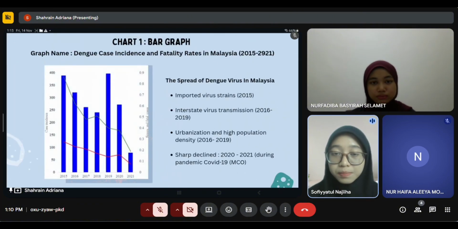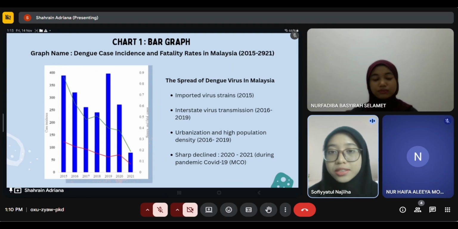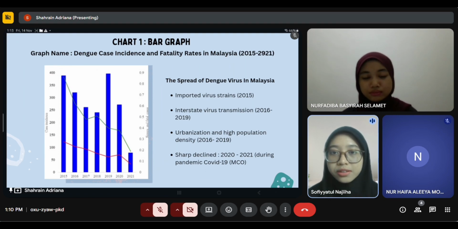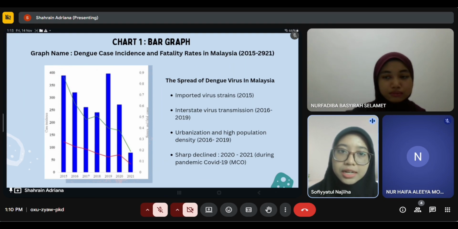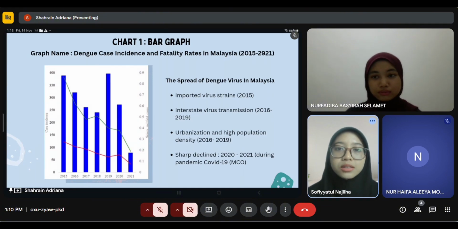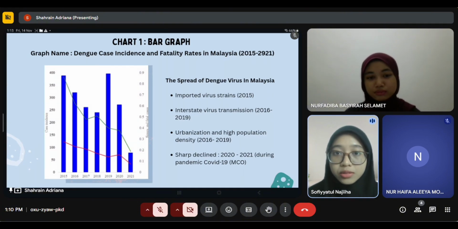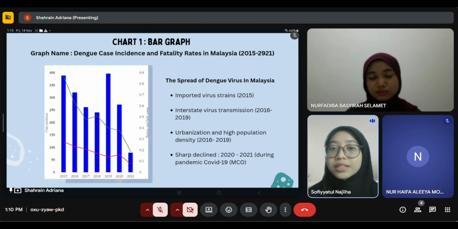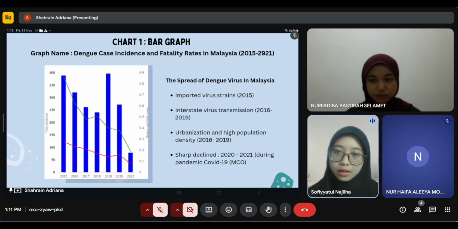To answer the purpose just now, which is to identify the spread of dengue virus in Malaysia, actually the article referred to has explained about it. So firstly, in 2015, which shows the highest rate of dengue cases, the spread of dengue virus in that year was due to imported virus strains, which means the virus came and spread from other countries.